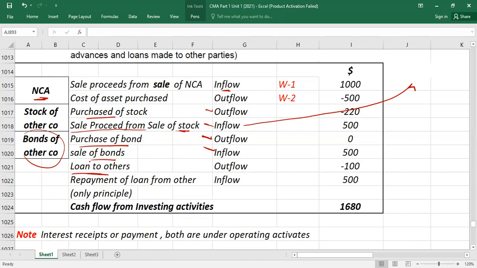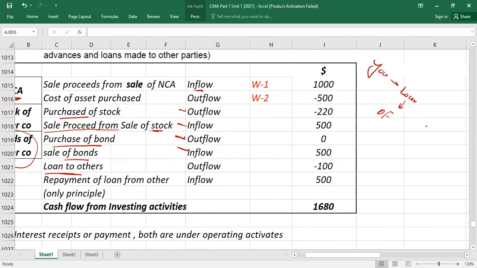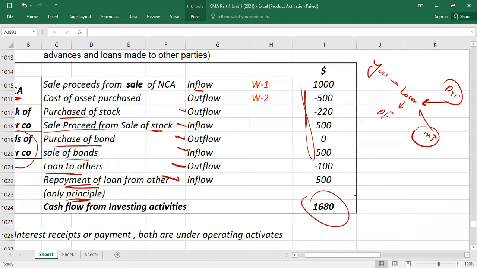Then you have to write here loans to others. You have given a loan to others, so it is an outflow from your business. Once the other people make repayments, let's say this is you, you gave a loan. When you gave the loan, this was an outflow. In future, the people will return the loan: they will return your principal value, plus they will return interest. This interest received on loan to others you will record under operating activities. But the principal value you will record here as an inflow. When the other people make repayments for that loan, the principal value is recorded as an inflow under investing activity. Okay, and once you do the plus and minus, this will be the final total cash flow from or used in investing activities.